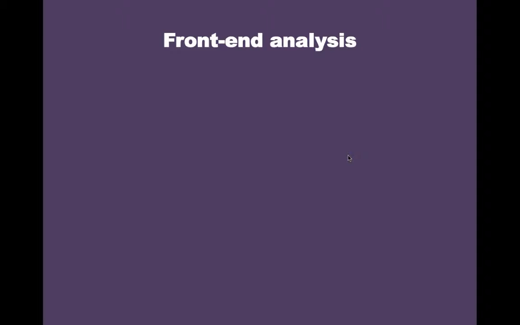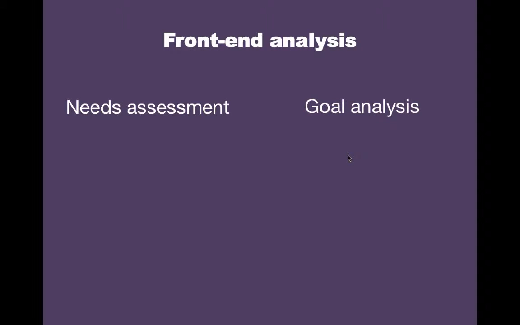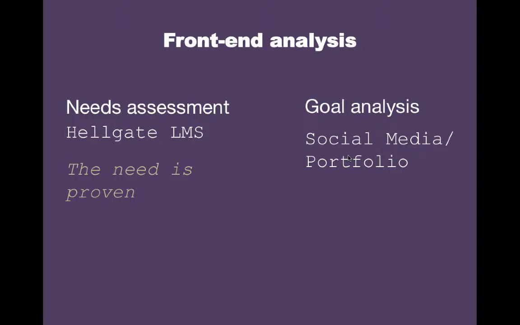The textbook makes a distinction between a needs assessment and a goal analysis. The Hellgate LMS scenario falls more into the needs assessment category because it involves extensive attention to proving the need and collecting data to prove the need. The social media scenario might be considered more of a goal analysis because the scenario starts with more of an assumption that a need is clearly present, and the analysis must focus more on identifying what goals need to be identified for that need.